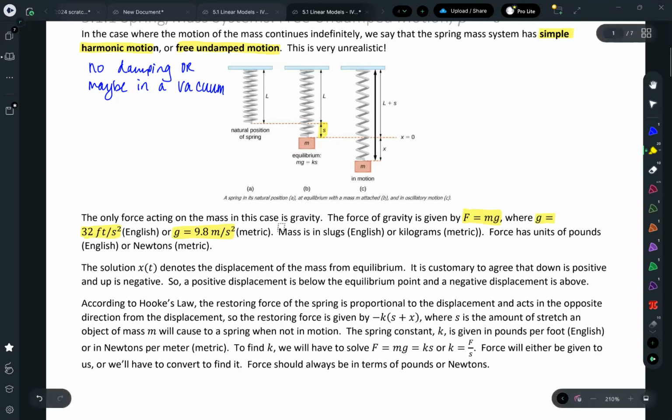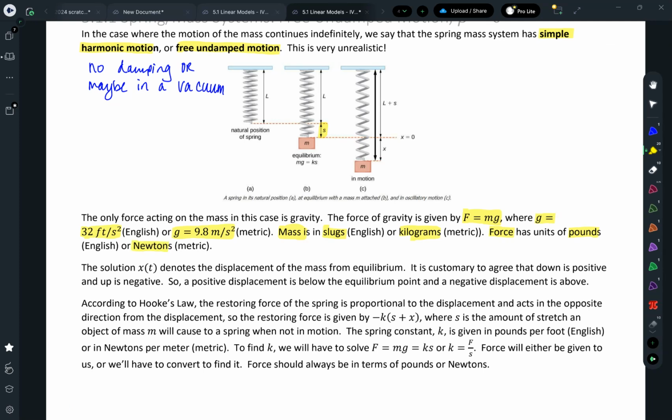Mass is not the same as weight, and so we have to know the difference between mass and weight. Mass is given to us either in slugs, if we're dealing with English units, or kilograms, if we have metric units. Force is the same as weight. So force has units of pounds if we're dealing with English, or newtons if we're dealing with metric.